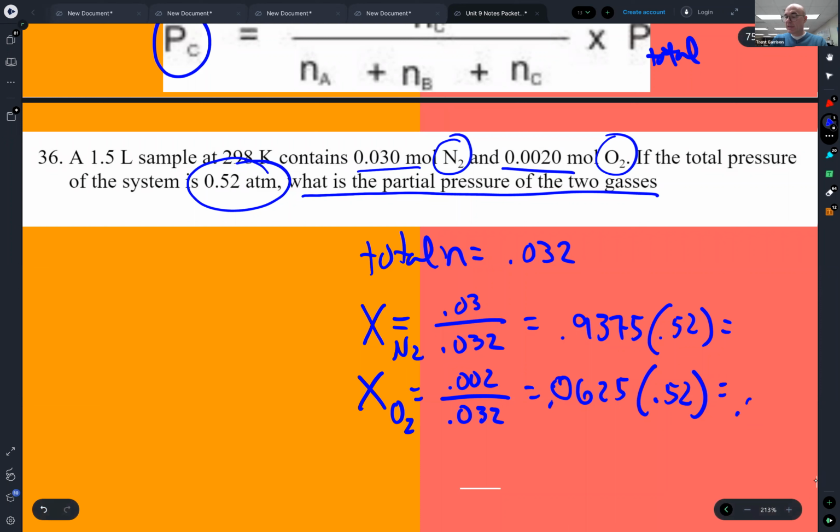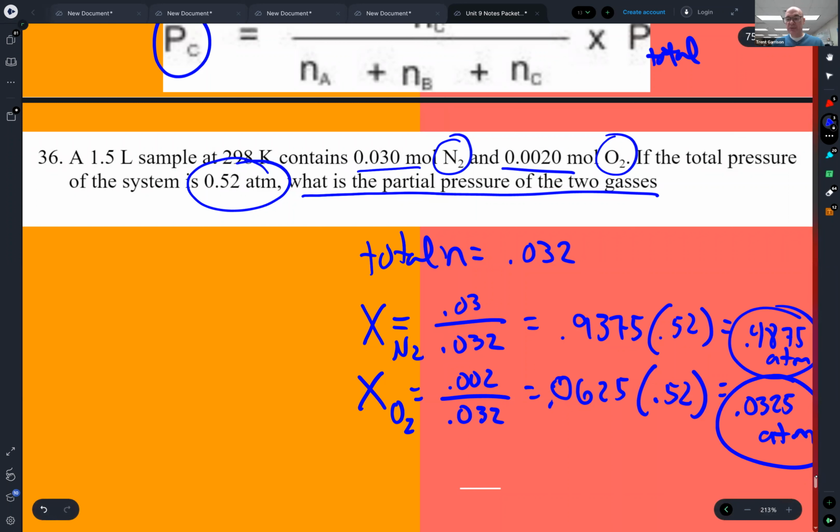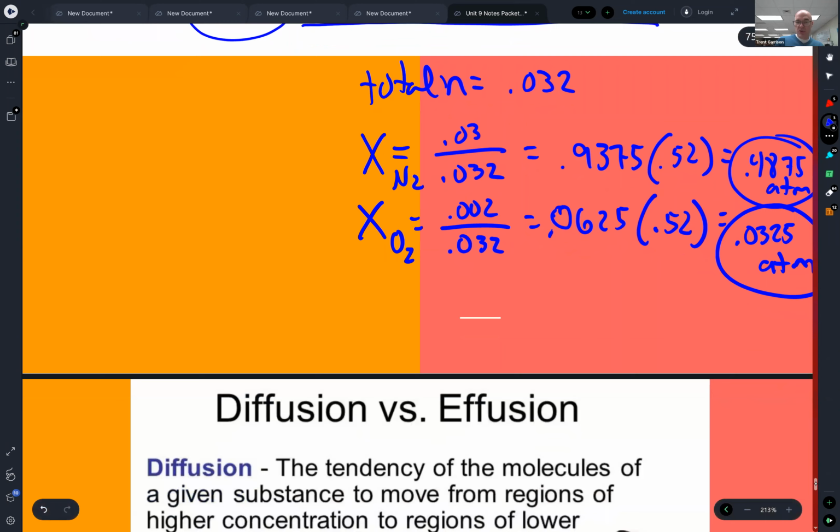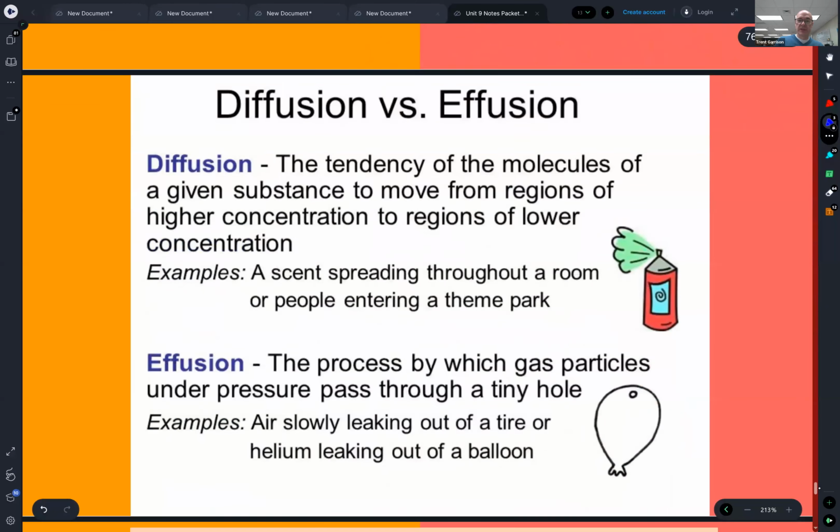So this is 0.032, and that's in atmospheres. And then 0.9375 times 0.52 is 0.4875 atmospheres. So those are our two partial pressures. It's just another way of solving for a partial pressure if they only give you mole values and they don't give you what the pressures are, like we had in the first example.